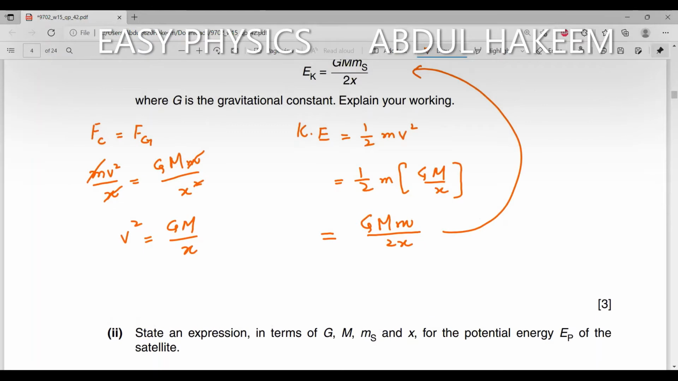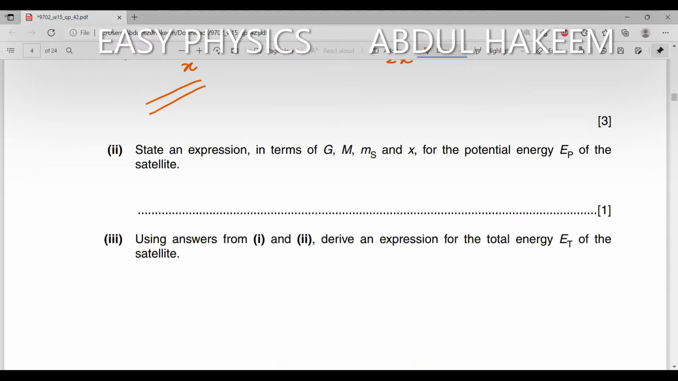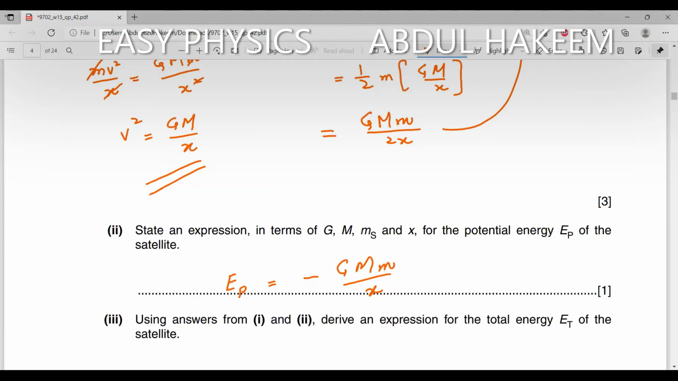So first we have to write that the gravitational force is providing the centripetal force. We have to derive the expression for the speed in the orbit, and then kinetic energy half mv squared. So this is the answer. The next is state an expression in terms of G, M, ms, and x for the potential energy. So this potential energy in the orbit is minus GMm over x. This is the expression. So we have to state it. No need to explain it. So definitely this small m is ms.